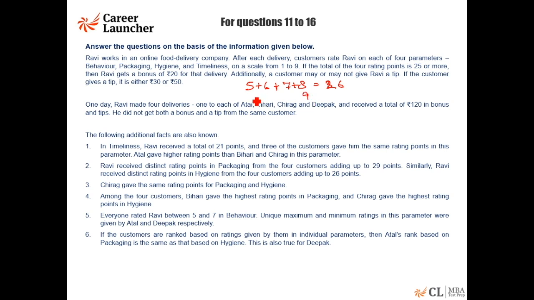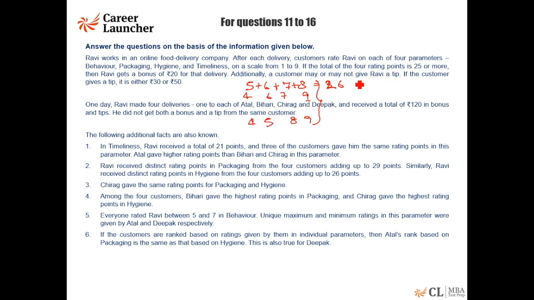Can I make this 9? If this makes it 9, that means one of them will become 4. So it could be 4, 6, 7, 9 also. Okay. It cannot be more than this in any case. Can it be 4, 5, 8, 9? Yes, this is also possible. So we can see there are multiple possibilities for 26.